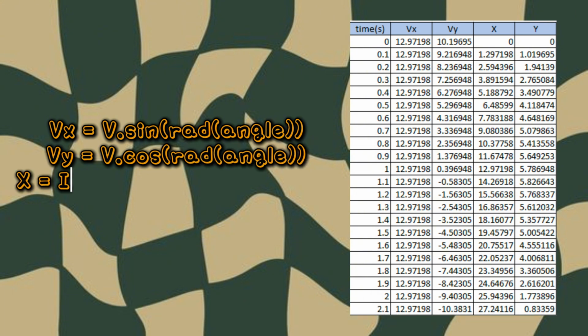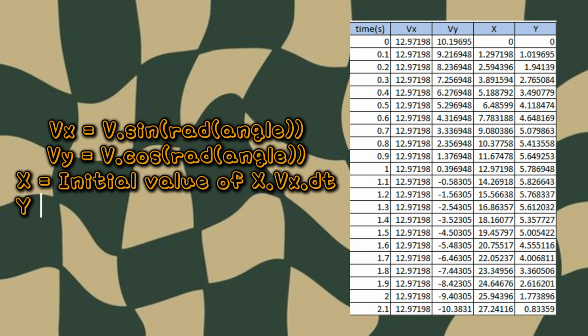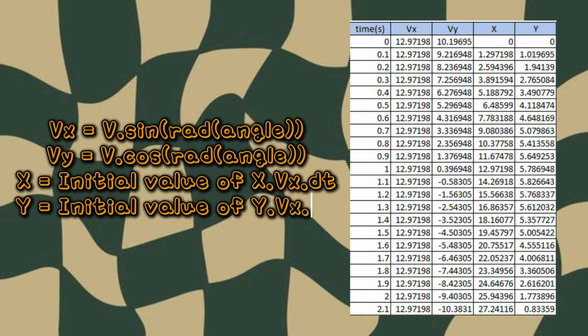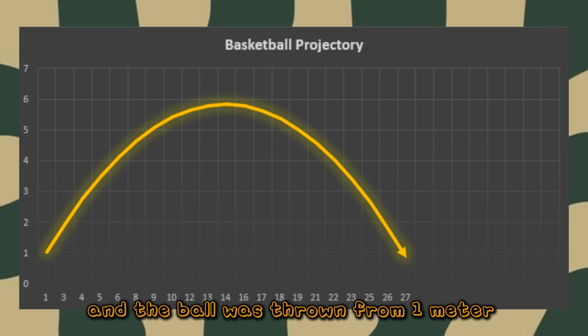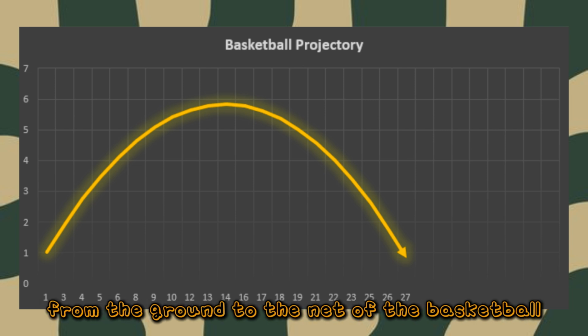The formula for Vx is velocity times sine of the angle in radians. Same goes for Vy, but change the sign to cos. The change in the x column is the initial value of x, which is 0, plus Vx times dt. Same goes for y, but using the Vy value. The initial height was 1 meter from the ground, and the ball was thrown from 1 meter from the ground to the net of the basketball.